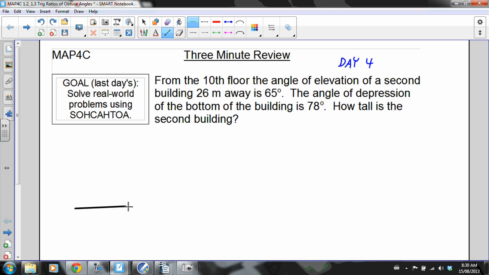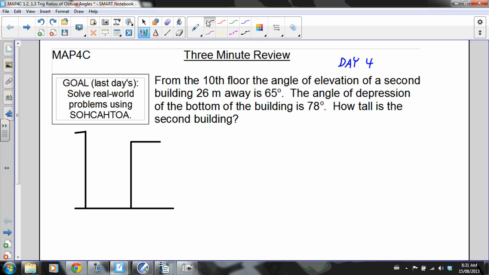So here we go. That's ground. This is building 1. Here's building 2. And then there's going to be a spot from some spot on the 10th floor. From some spot on the 10th floor, let's say here, this is the 10th floor. The angle of elevation of a second building is 65 degrees.